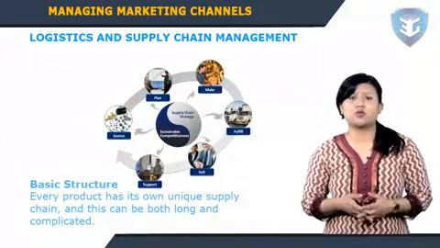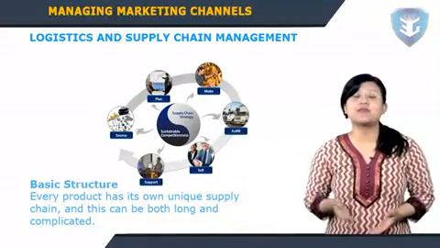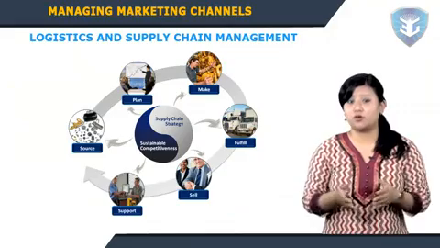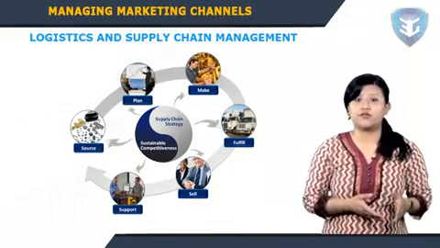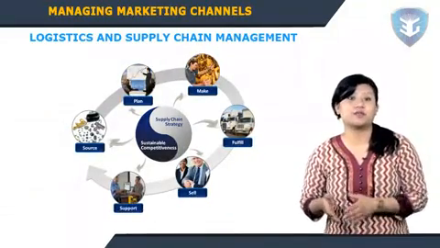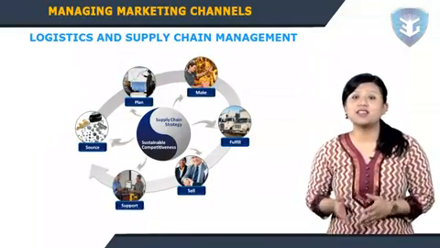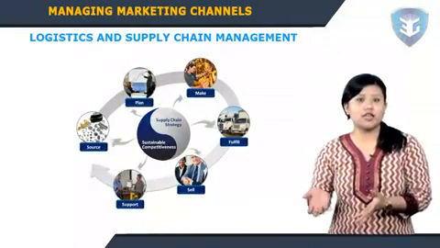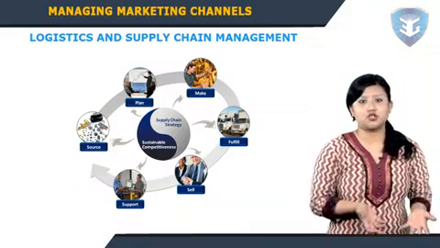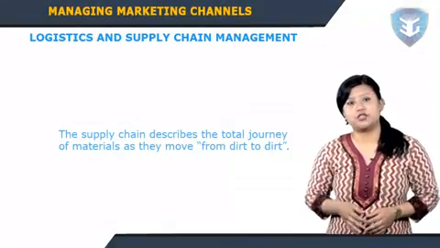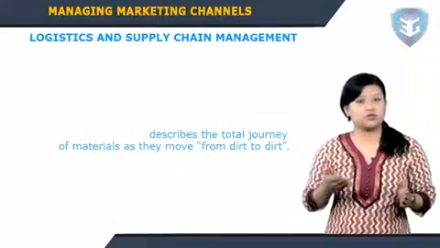The basic structure. Every product has its own unique supply chain, and this can be both long and complicated. A supply chain for Cadbury starts with cocoa beans growing on the farms, and ends when hungry customers buy bars of chocolate. A supply chain for Levi's jeans starts with someone growing a field of cotton and then ends when we buy them in a shop. The supply chain describes the total journey of the materials as they move from the dirt to the dirt.